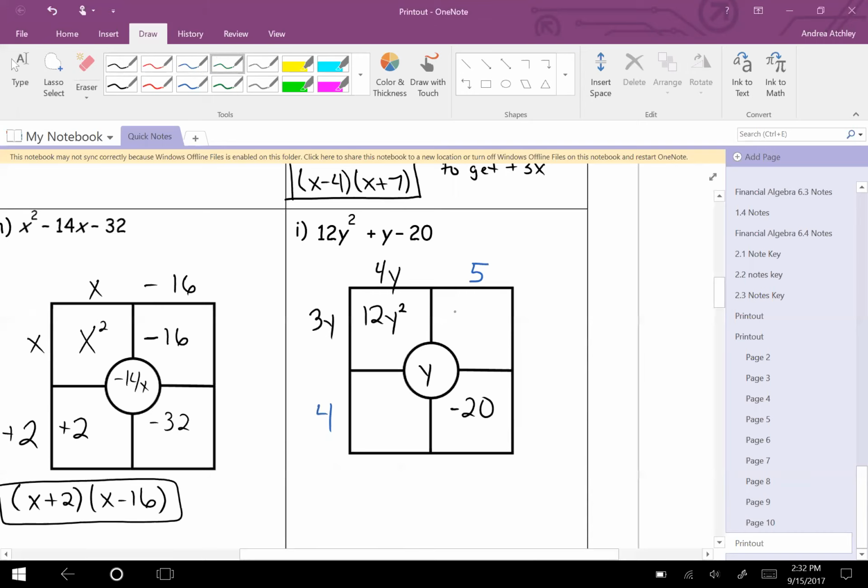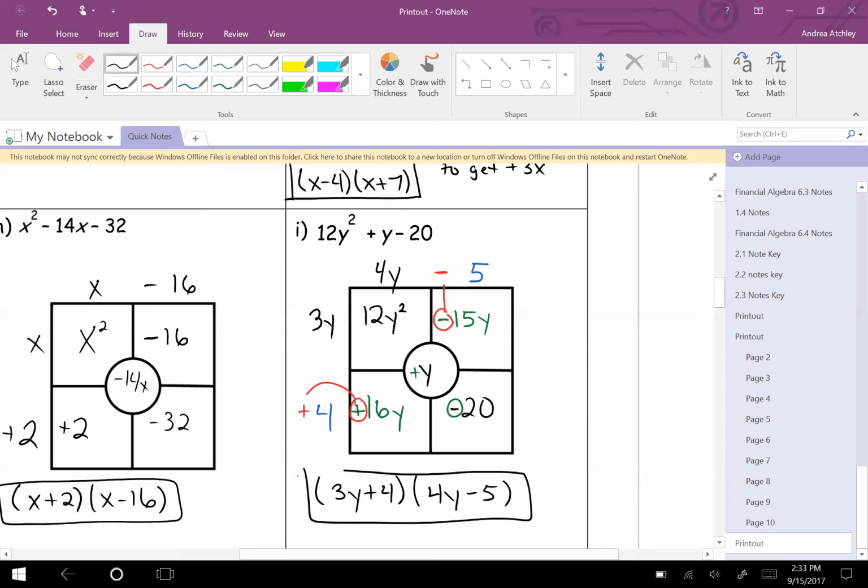And then we check this. This is 15y, and this is 16y. This is a positive y, and we're subtracting. So the 16 needs to be positive, and the 15 needs to be negative. And then I just pull those signs out. So my factors should be 3y plus 4 times 4y minus 5.